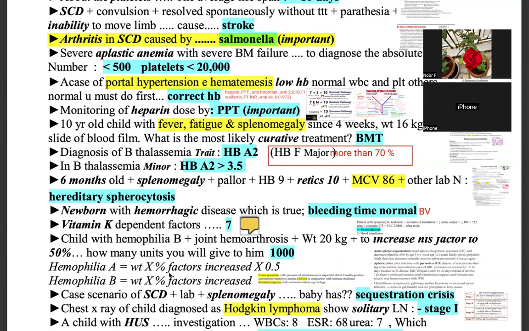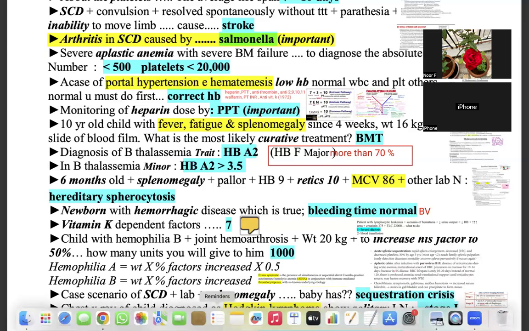So we have to remember this formula. For hemophilia A, it is weight into percent of factor to be increased into 0.5. But for hemophilia B, it is weight into percent of factor to be increased. No need to multiply by 0.5.